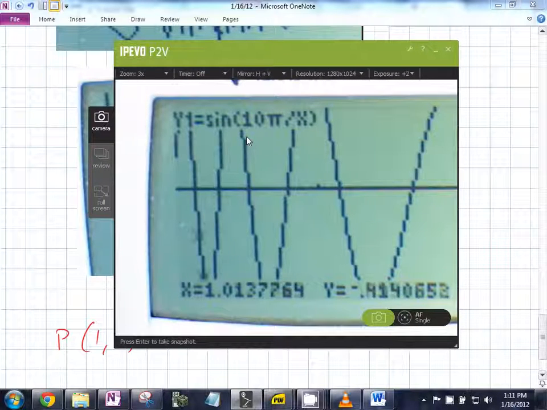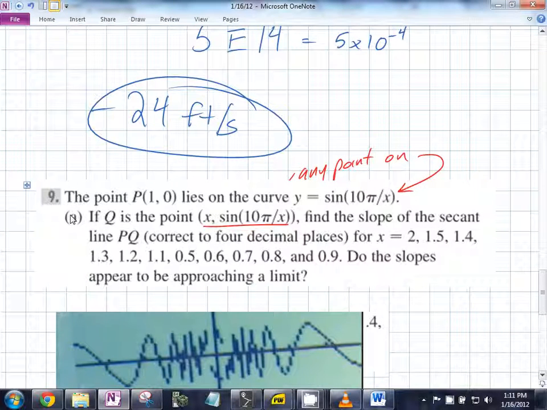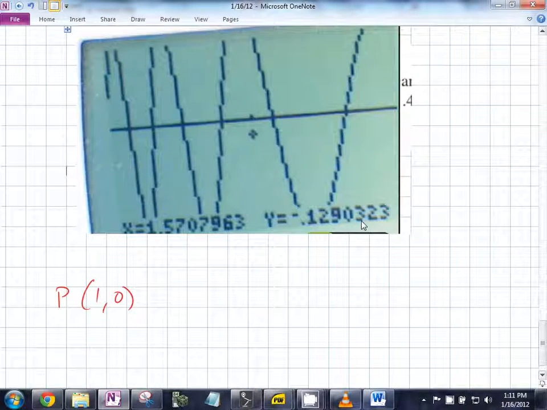Put the calculators down, stop looking at them. How many slopes of secant lines are we trying to find? How many is it asking us to find? 11 of them, right? Are you going to want to plug in each of them and do each one of these manually? No. You make a table, but we need to make a table for the slope function. Let's make a table for the slope function. We're going from P, what's our Q? X comma sine of pi over x. What's the slope from P to Q?